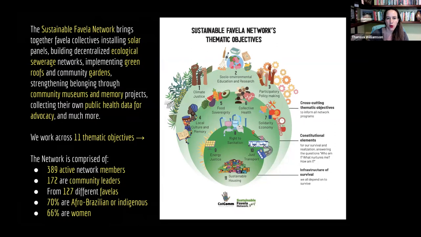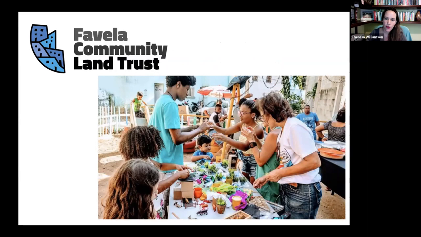And then the Favela Community Land Trust Project is a way of thinking about land rights, where we would actually be able to embed this community control permanently into a community fabric through formalization of informal settlements, but where they own the land collectively.